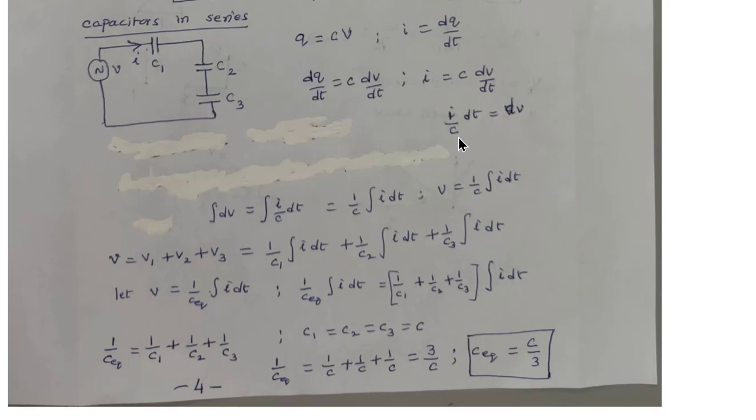From this we can write I by C into dt is equal to dV, or in other words, we can take the integral on both sides, that is integral dV is equal to integral I by C dt, or is equal to 1 by C integral I dt, or we can also write V is equal to 1 by C integral I dt. So if you look at these capacitors, the voltage across capacitor C1 we say V1, the voltage across C2 as V2, and the voltage across C3 is V3. In that case, applying KVL to this loop, we can write the applied voltage V is equal to V1 plus V2 plus V3.